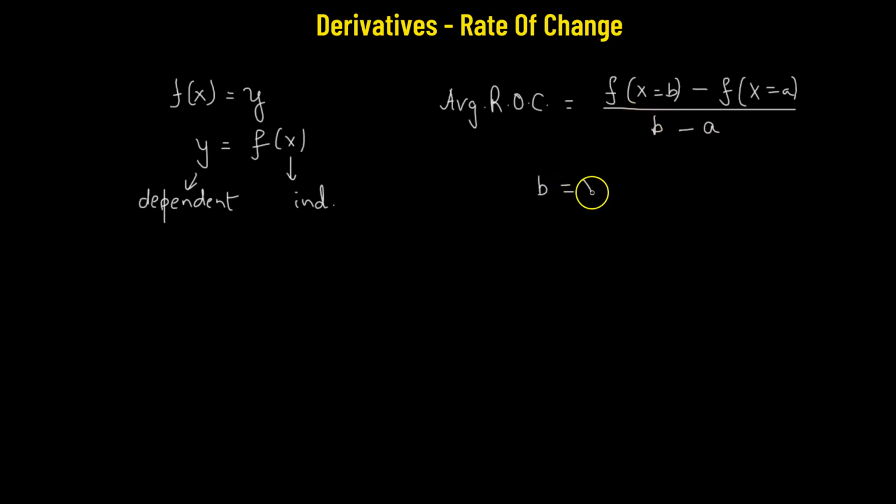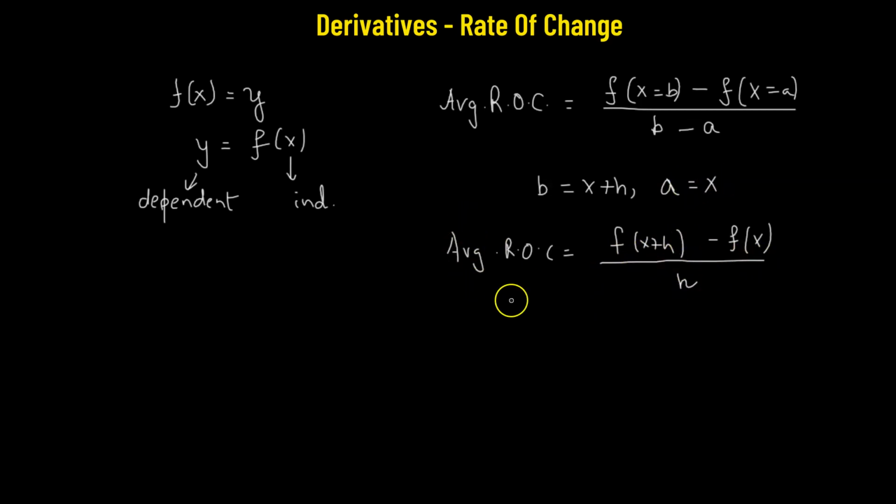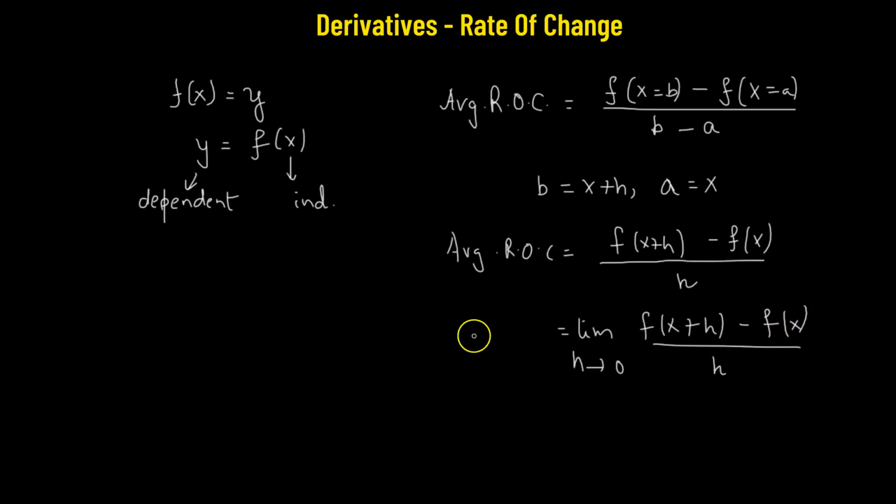So if we replace b with x plus h, then our average rate of change simply becomes f of x plus h minus f of x, and we're replacing a with the variable x. This is divided by h. So this is the average rate of change, and if we take the limit when h approaches 0 of this average rate of change, f of x plus h minus f of x divided by h, this is what gives us the instantaneous rate of change.